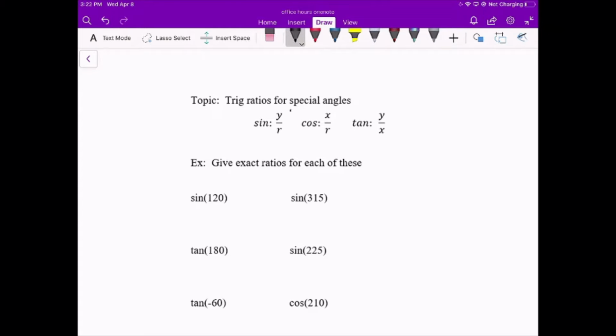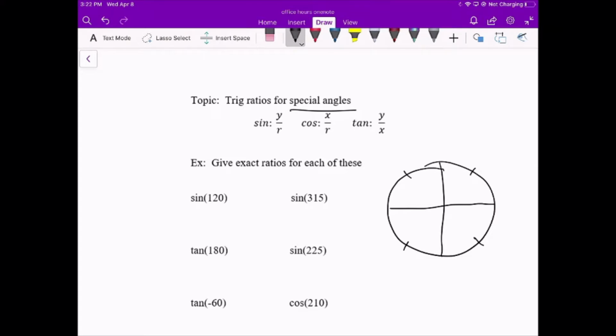When you're given questions with special angles, you're often given several of them because it's basically a memorized thing, and it's intended to go fairly quickly. I'm going to make myself a little diagram for these. First, I'll mark off the 45-degree type angles right there, and then I'll mark off the 30s.